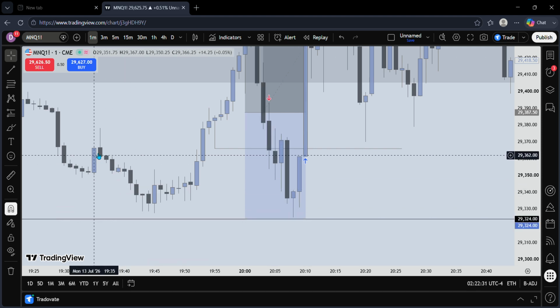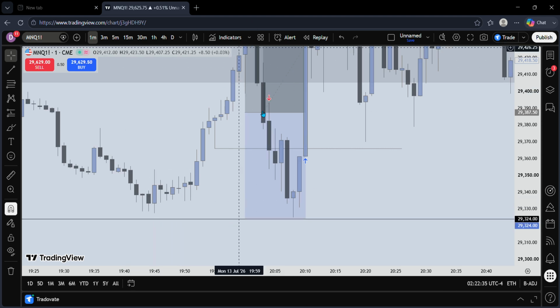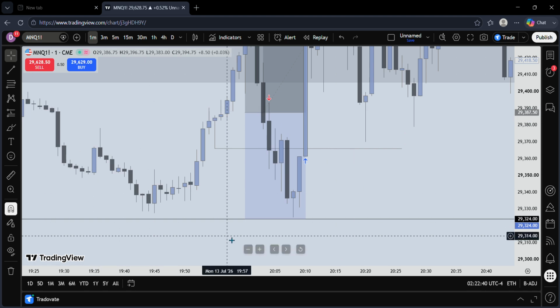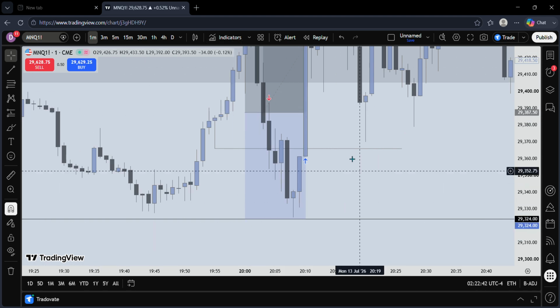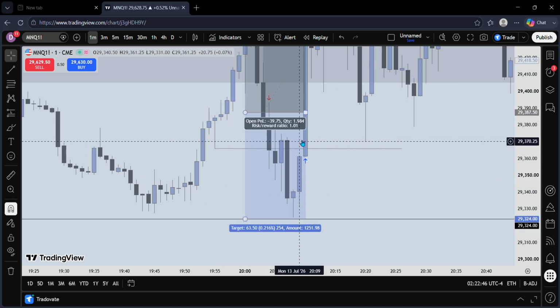We came down, generated liquidity by the hourly gap, which means we should sweep it on this turn. Way better structure than this short here. I honestly have zero clue, but I mean, sometimes that happens. I ended up getting out like right here.